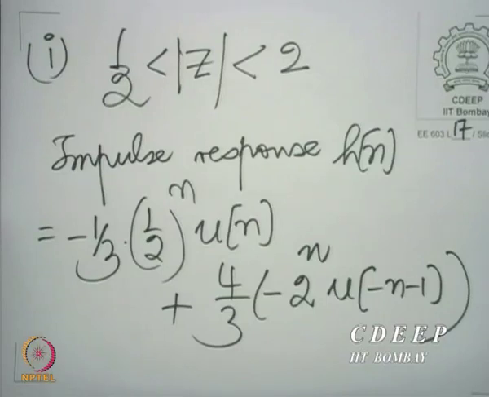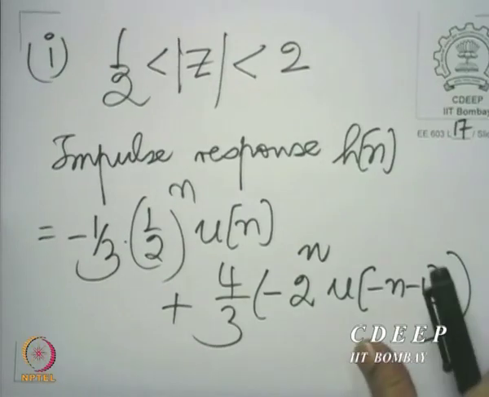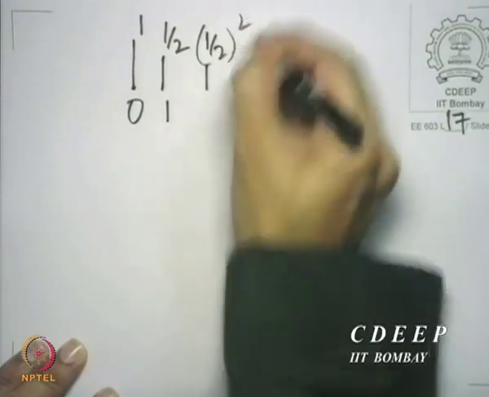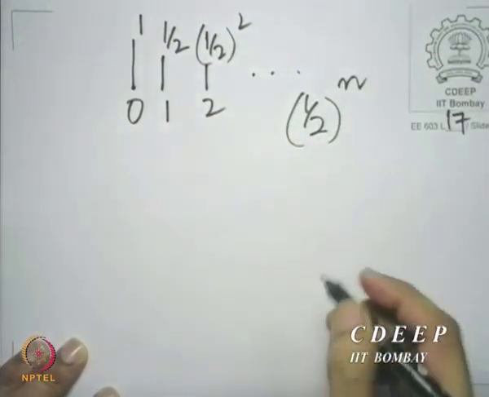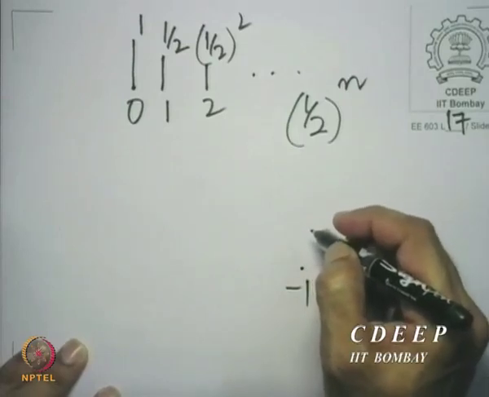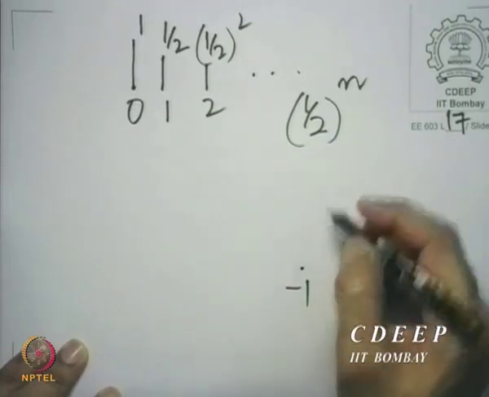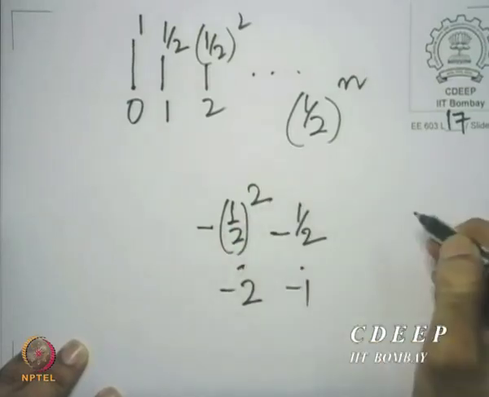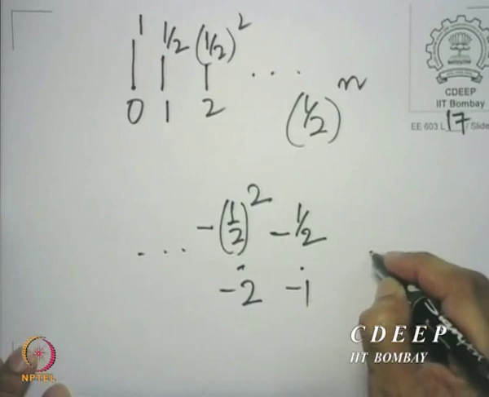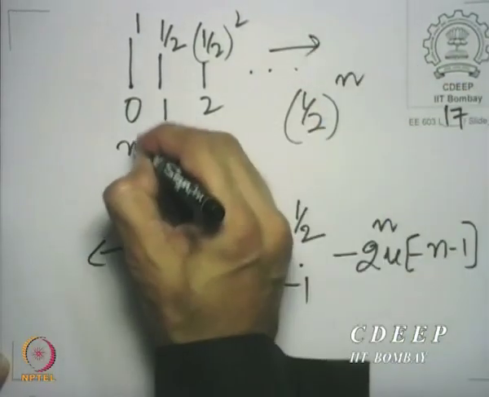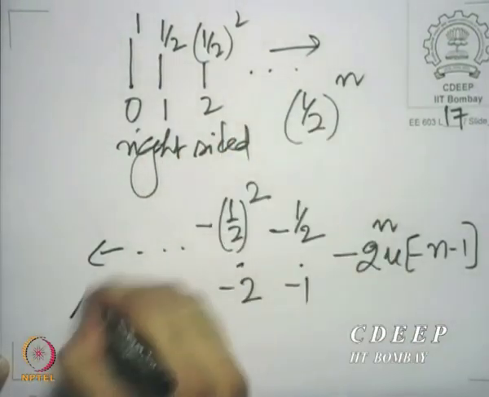In fact, let us sketch this impulse response sequence to get an understanding. You see, half raised to the power of n starts from 0. So, you have 1, half, half squared and so on, is not it? This is half raised to the n. Similarly, 2 raised to the power n u minus n minus 1 begins at minus 1. And at minus 1, it takes the value minus 2 raised to the minus 1. So, minus half. At minus 2, it takes the value minus half squared and so on and so forth. So, this is minus 2 raised to the power of n u minus n minus 1. This is right sided. This is left sided.